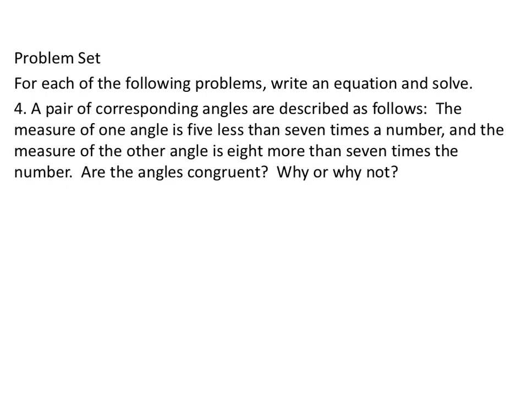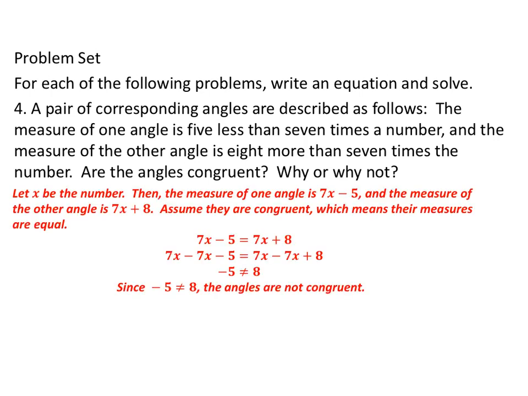Number 4 in the problem set. A pair of corresponding angles are described as follows. The measure of one angle is 5 less than 7 times the number, and the measure of the other angle is 8 more than 7 times the number. Are the angles congruent? Why or why not? Take 1 minute with your neighbor and see if you can solve this one. Good luck. Alright, there's the answer for this. Again, take 1 minute and see if you can figure out what you did, what needs to be fixed, and if your answer was correct based on your explanation.